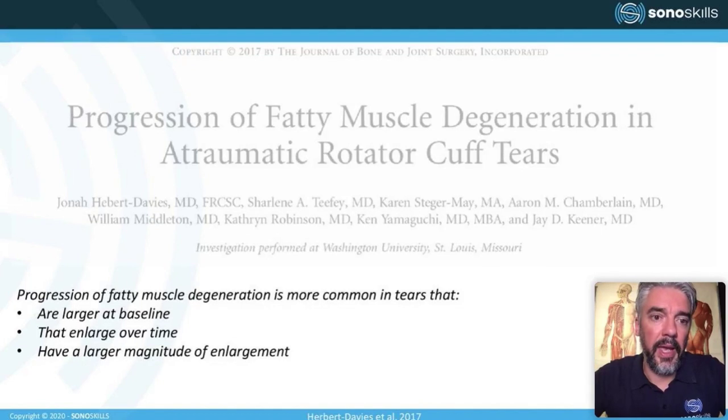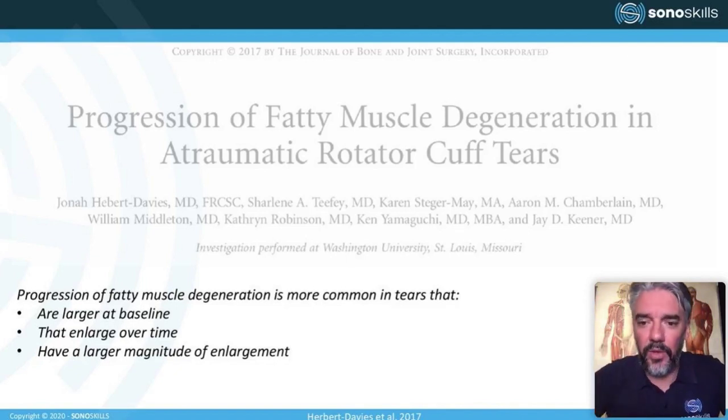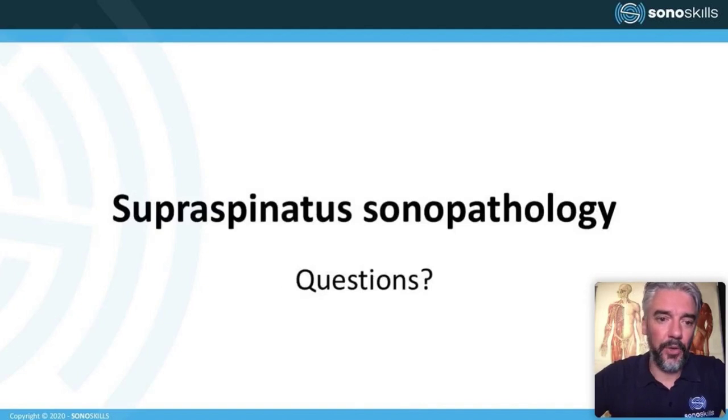Good. And progressing in time, the fatty infiltration happens a lot with large cuff tears that enlarge over time and have a larger magnitude of enlargement. So those are also poor prognostic factors for the fatty infiltration process. Good. So ending our supraspinatus pathology, do we have any questions?